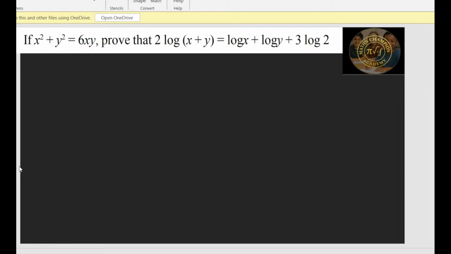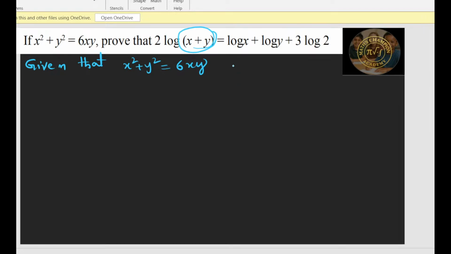Now look at the next. Here it is given that x square plus y square is equal to 6xy. We have to prove that 2 log (x plus y) is equal to log x plus log y plus 3 log 2. If you observe the question, what is the symbol here? Just look here, the symbol is a plus.